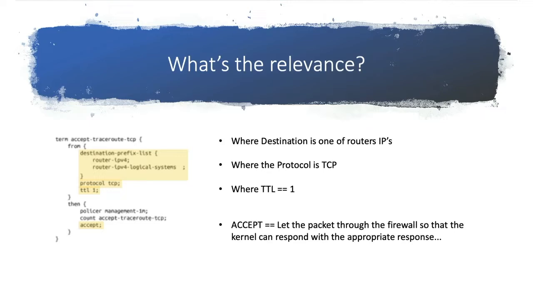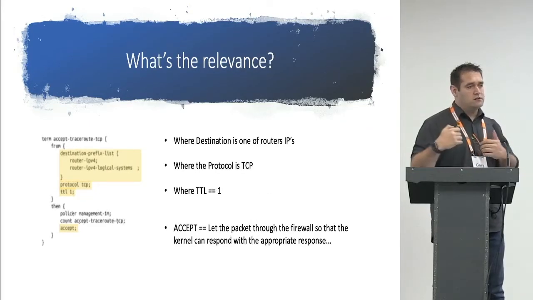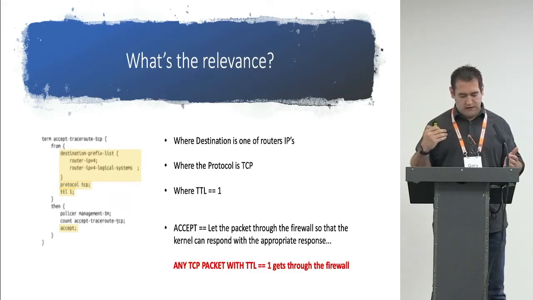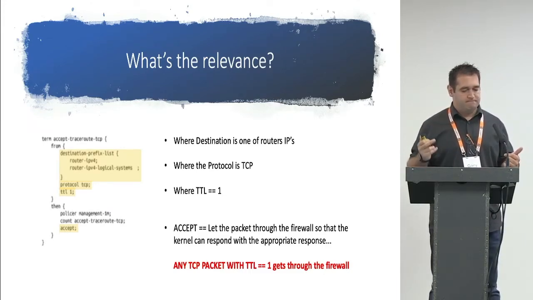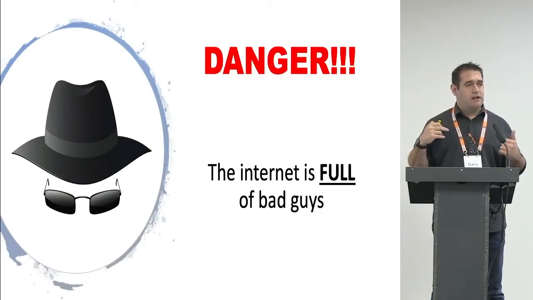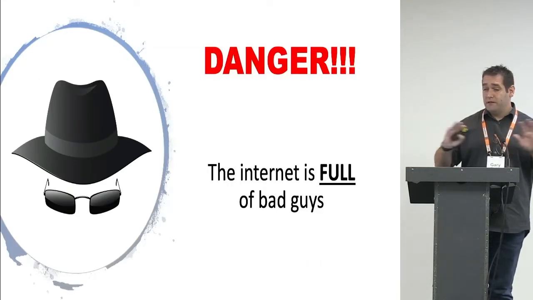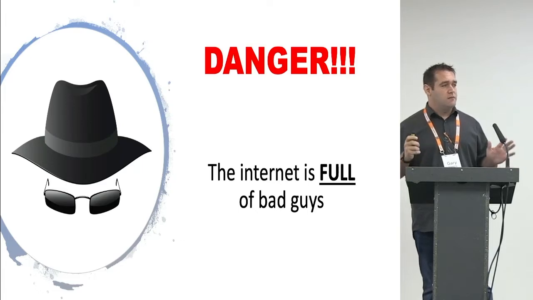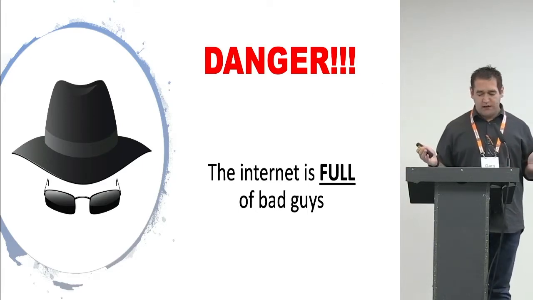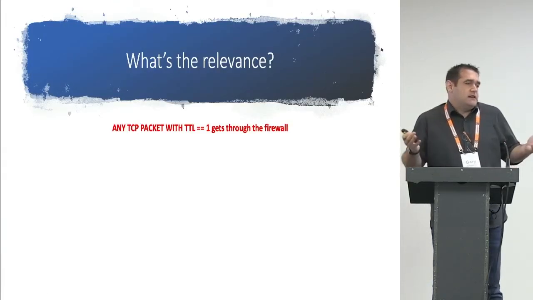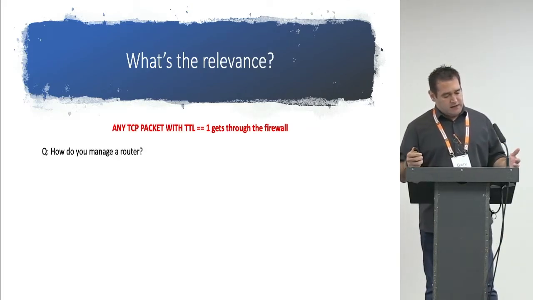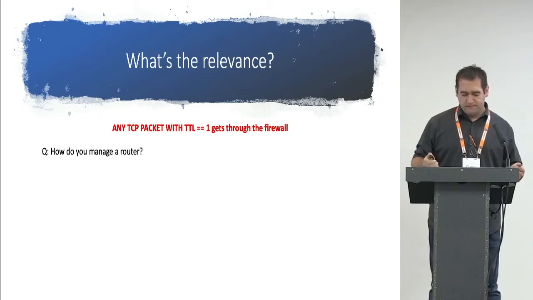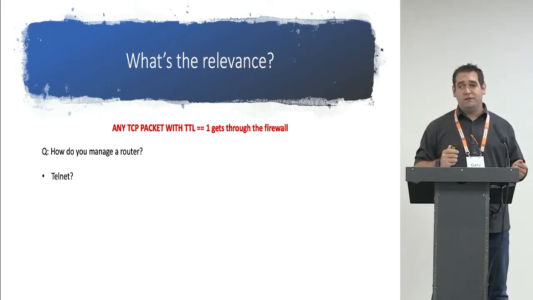But what's the relevance here? TTL 1 means when you've got to this router, it's going to say you can't go any more to give you that traceroute response. Any packet with TTL 1 is going to get through the firewall so it can do that. The internet is full of bad guys. I know this is news to everybody, but we can't think why TTL 1's bad, right? It's a healthy thing. It's so we can do this traceroute. It's this diagnostic activity. How do we all manage our routers? Hopefully nobody's still using Telnet.